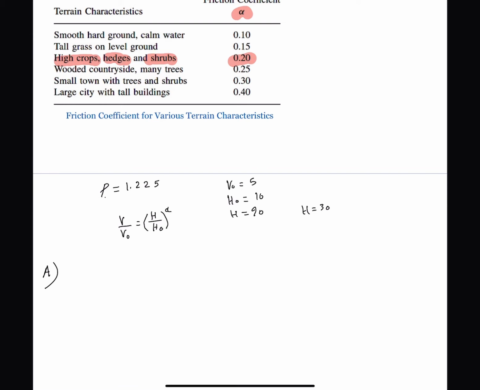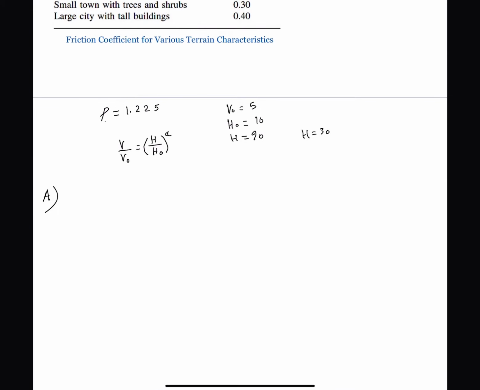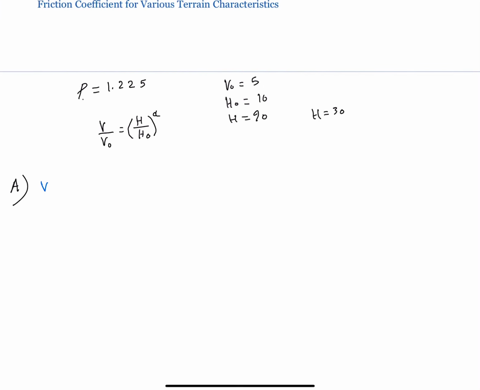So V at 90 equals 5 times H 90 over 10, to the power alpha, 0.20, equals 7.759 meters per second.